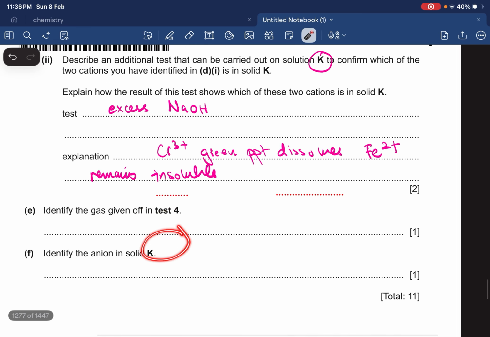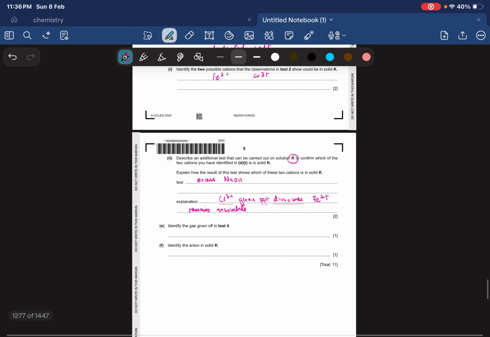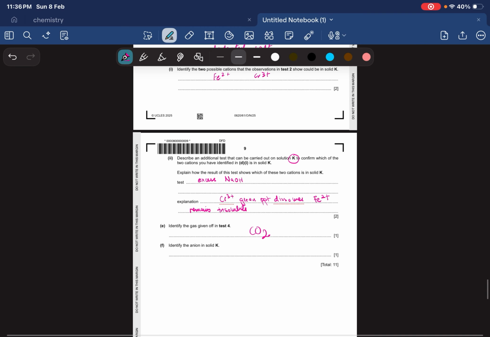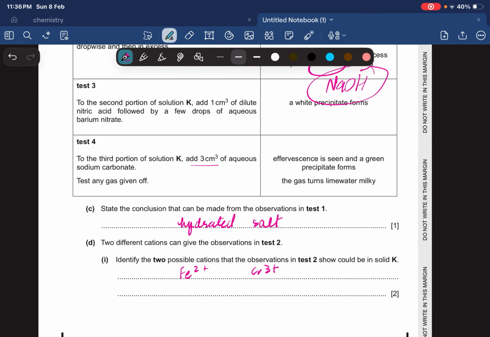Identify the gas given off in test 4. The gas turns limewater milky. I don't think this part even needs to be explained. It's carbon dioxide gas. Identify the anion in solid K. To the third portion, add a 3 cm cube of sodium carbonate. Effervescence seen. So carbon dioxide gas.